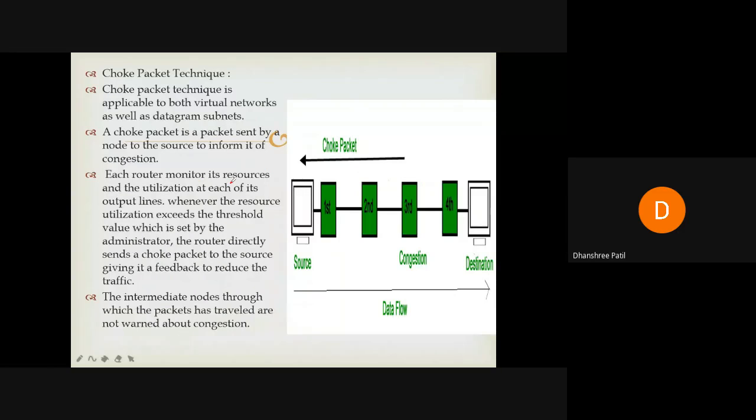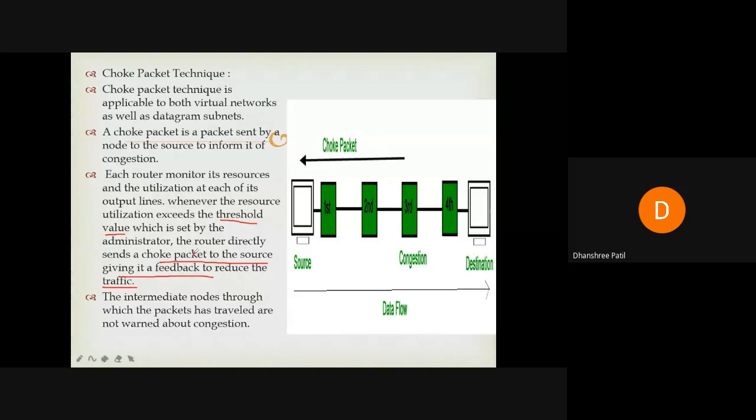Each router monitors its resources and utilization at each of its output lines. Whenever the resource utilization exceeds the threshold value, yeah, if it exceeds the threshold value, meaning the capacity of a network, which is set by the administrator, the router directly sends a choke packet to the source, giving it feedback to reduce the traffic. How it works in this flow: if the resource capacity of that particular network is exceeded, then the router directly sends a choke packet.